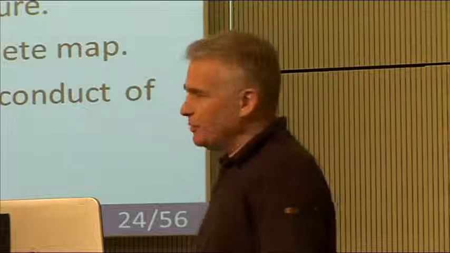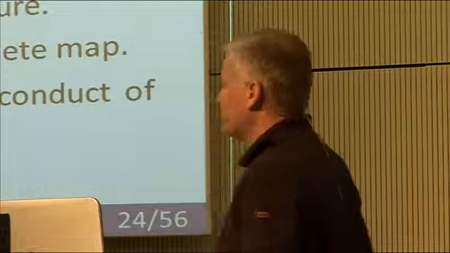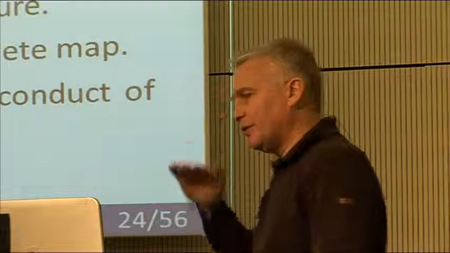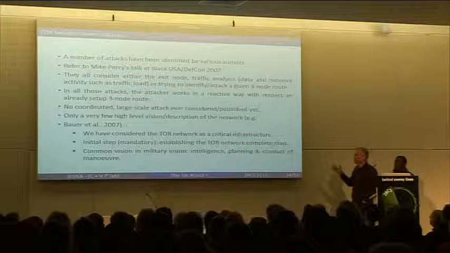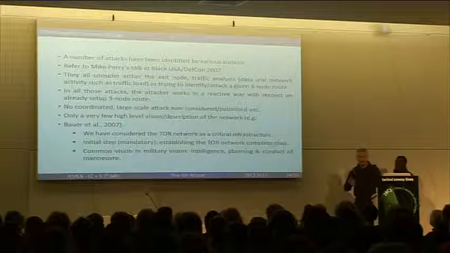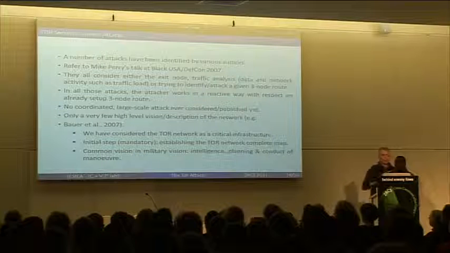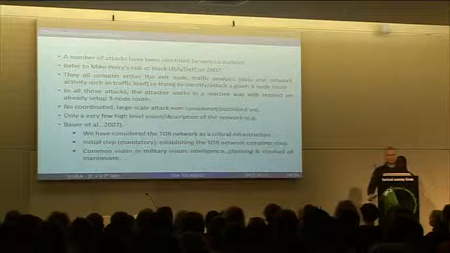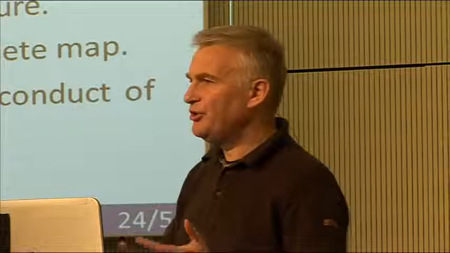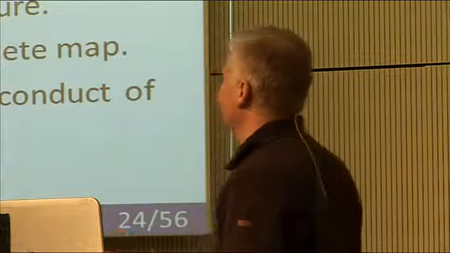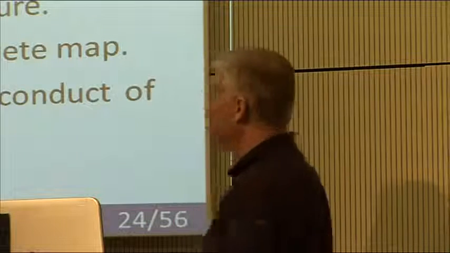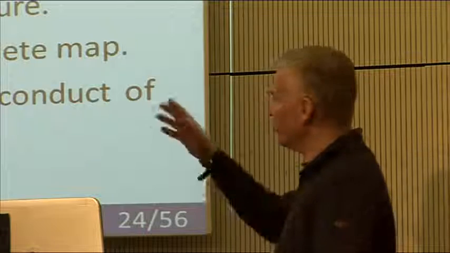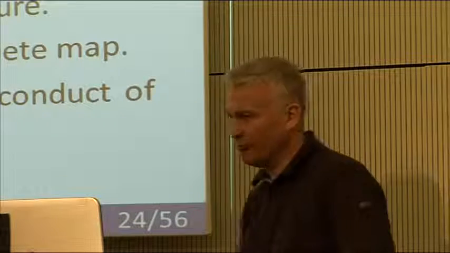So in our attack, in fact, we try to work at a very high level and low level at the same time. So first, you have to make an intelligence step. You have to try to have as complete a view of the network as possible: how many onion routers, hidden relays, and so on. In this respect, our attack just follows what the military are doing: intelligence step, planning, and conduct of maneuver.